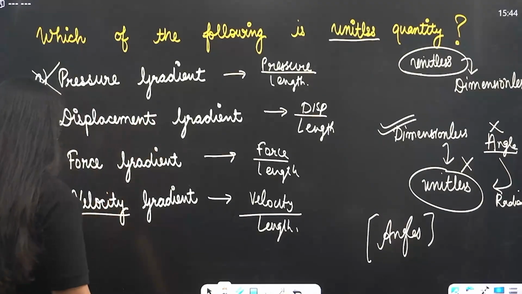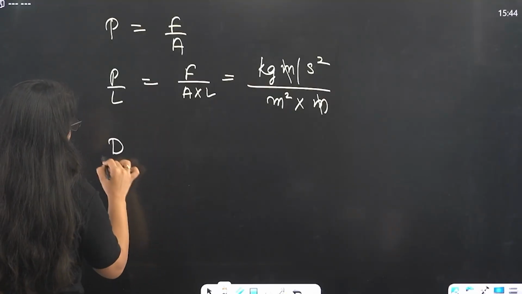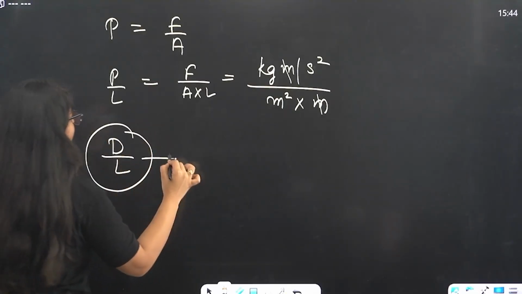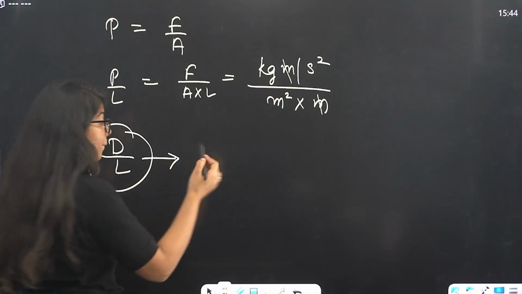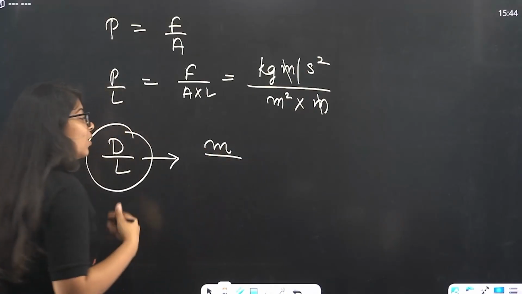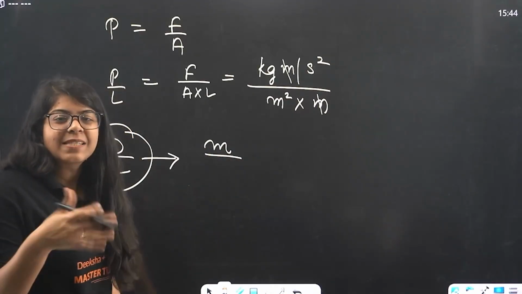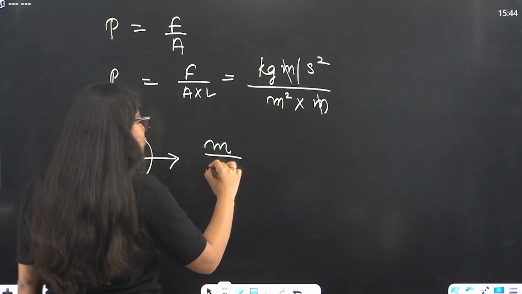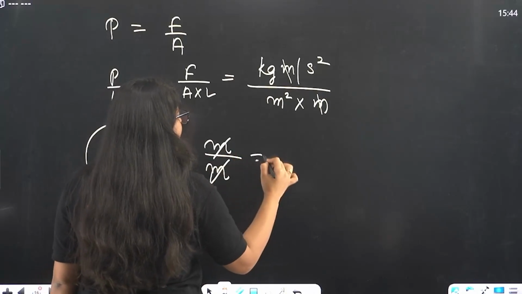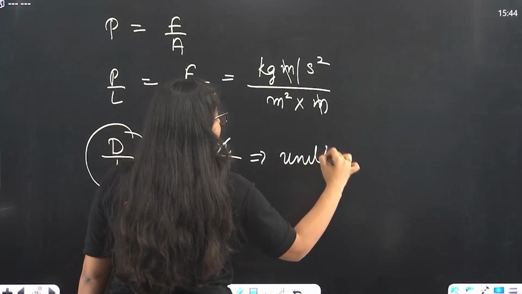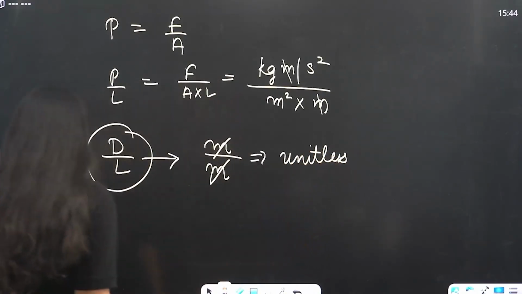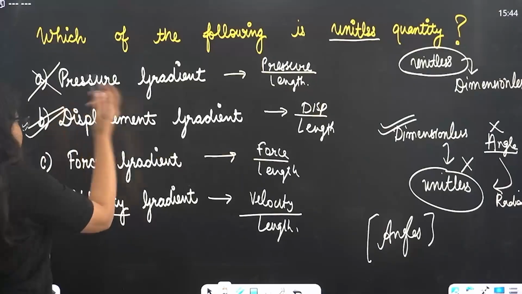Displacement gradient. Displacement per unit length. What is that? Displacement is meter. Length will also be meter, centimeter, something like that. So meter cancels and this will be unitless. So this can be the answer.